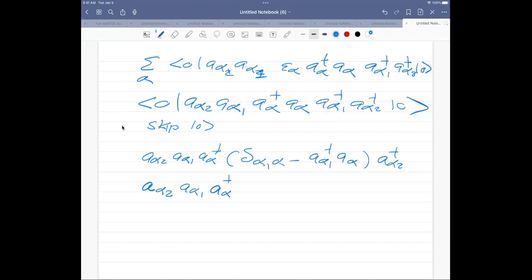alpha 1 here. So when you look at this expression, I have the Kronecker delta, which simply gives me that alpha is equal to alpha 1. And then I have an A alpha 2 dagger. That's the first term. So I have the Kronecker delta. And then the next term gives me simply this A alpha 2, A alpha 1, A alpha dagger. And then you have an A alpha 1 dagger, A alpha, and then an A alpha 2 dagger.